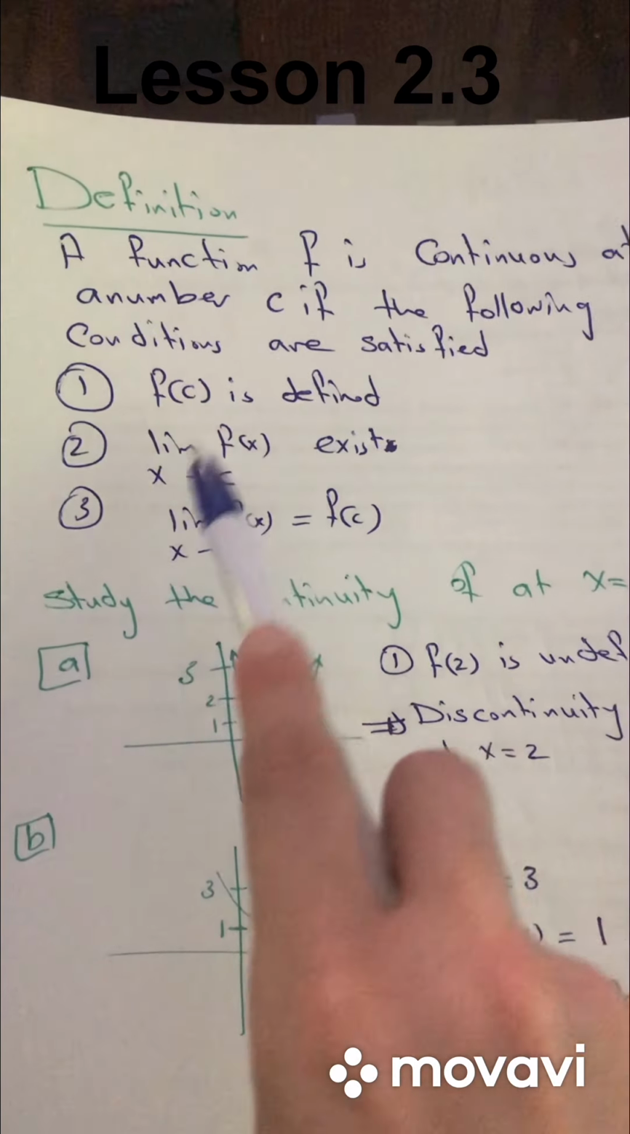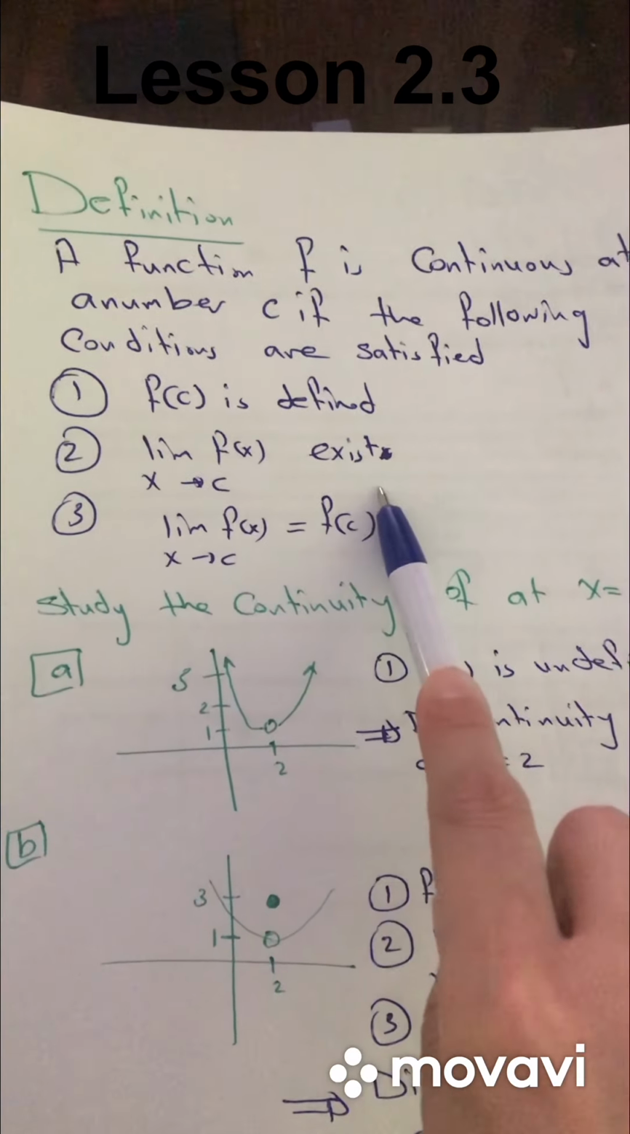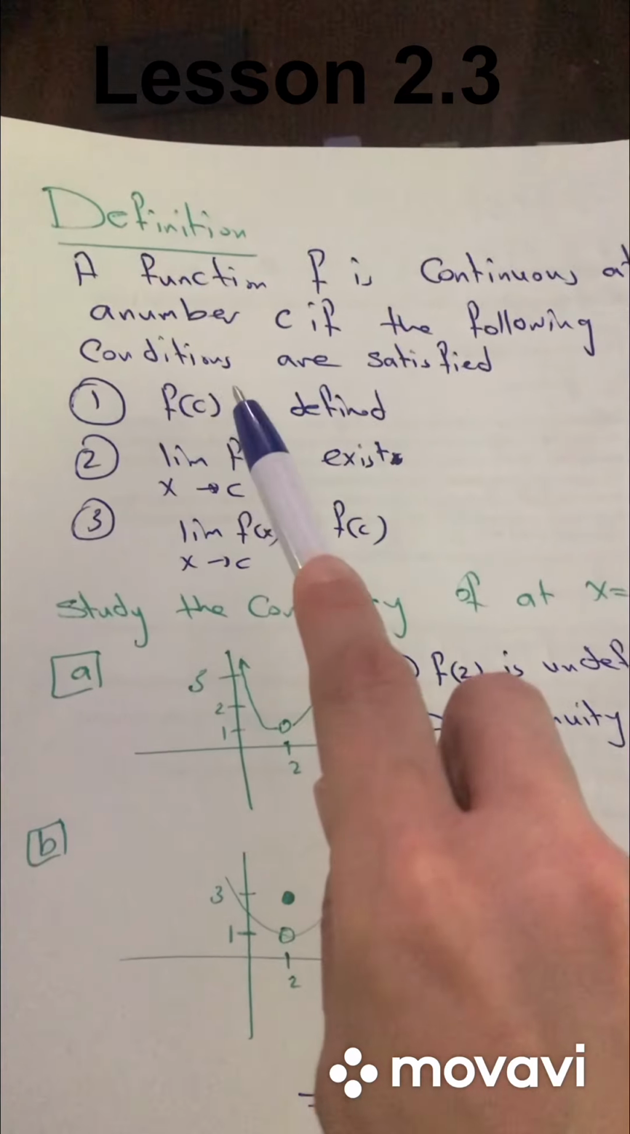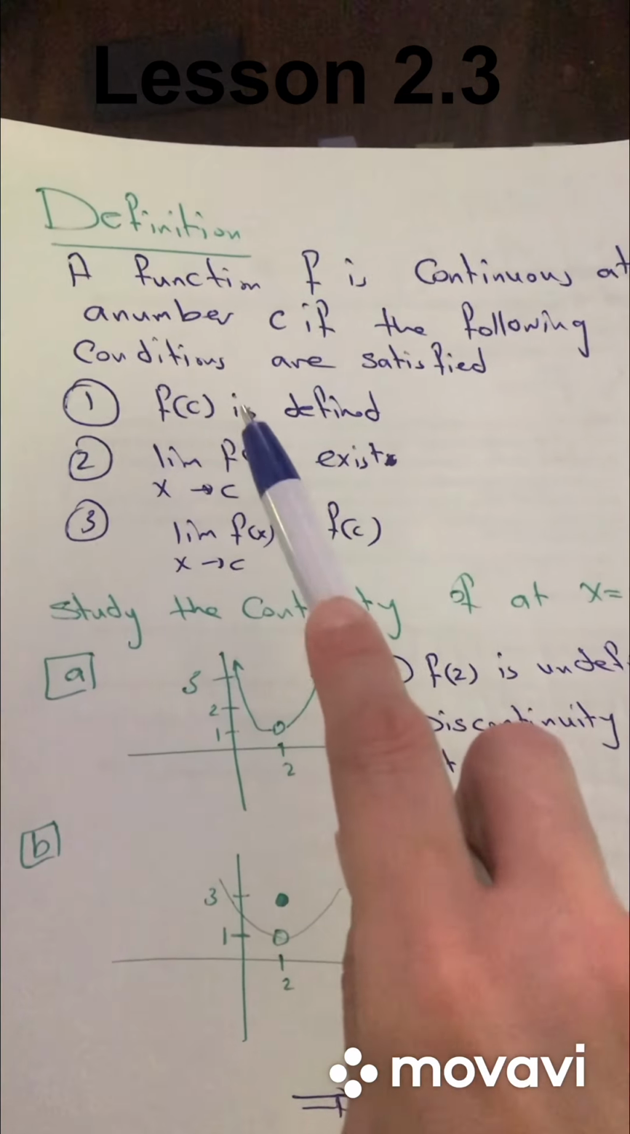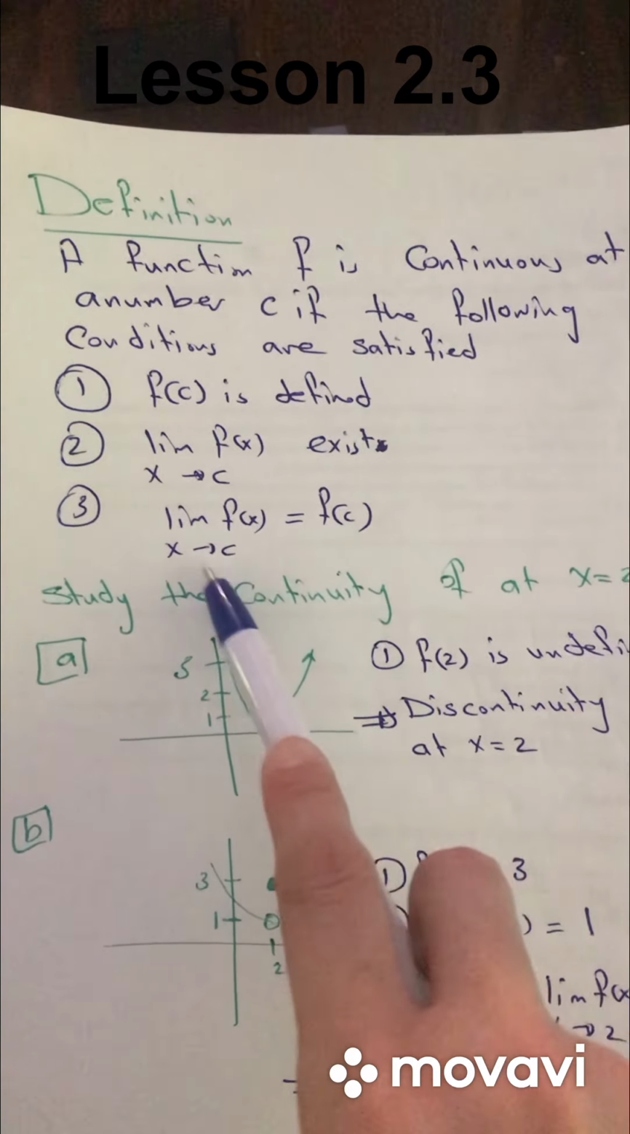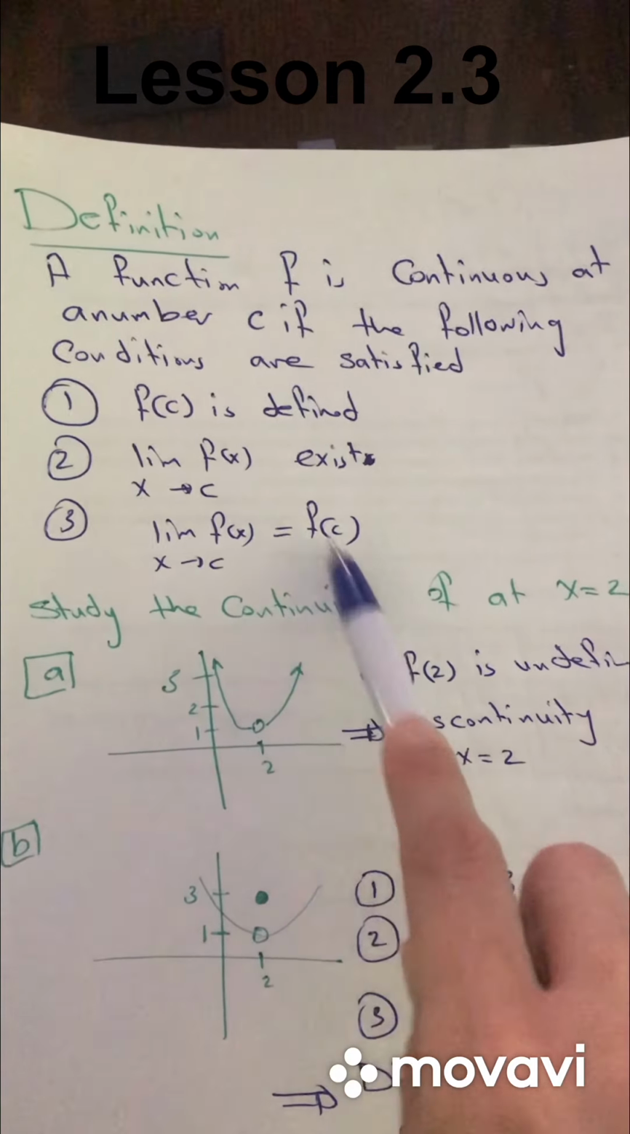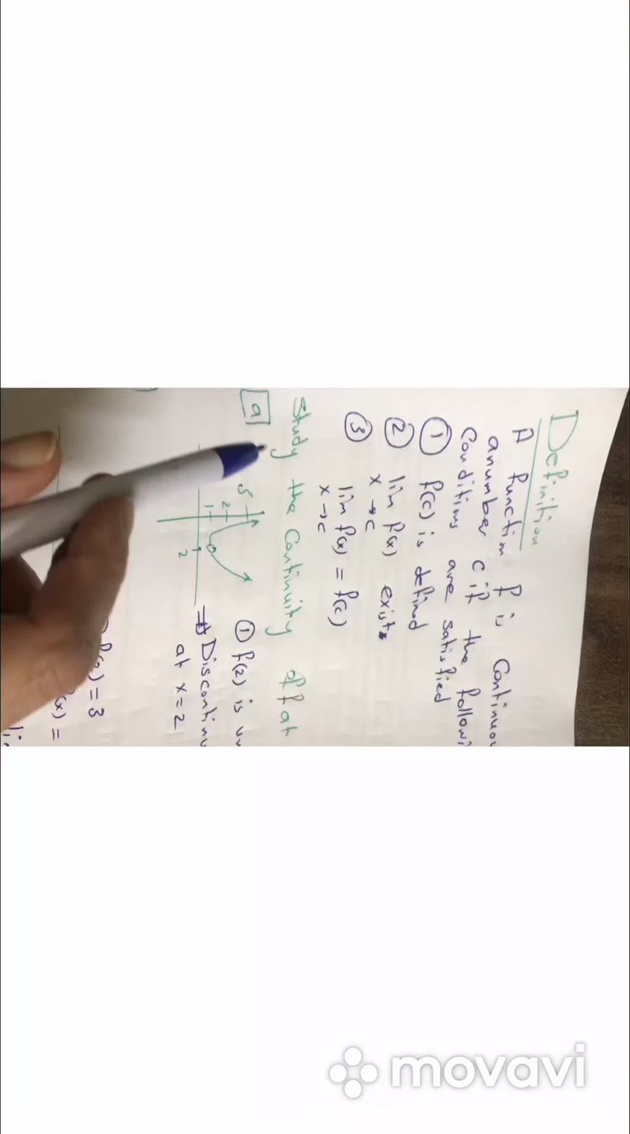Second, the limit of f of x as x approaches c exists. And third, number one and number two, which are the limit of f of x as x approaches c and the f of c, are equal. Study the continuity of f at x is equal to 2. And as you can see, that's the graph which is given.